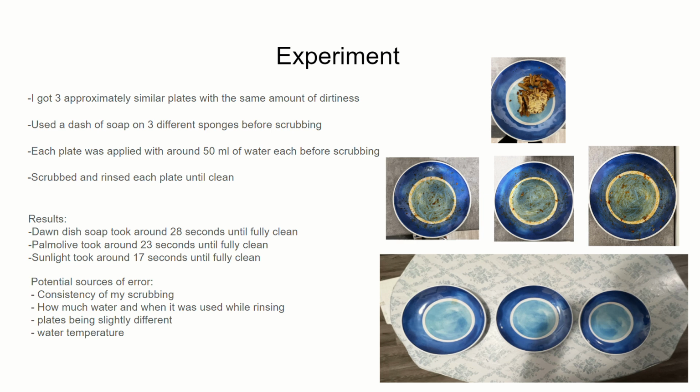Potential sources of error during the experiment. I tried to be as consistent as I can, but one of the potential sources could be consistency of my scrubbing, because I am not perfect, I'm human, and that is one of the sources of error. How much water was used while I was rinsing, while scrubbing it, because I was rinsing the plates while scrubbing at the same time.